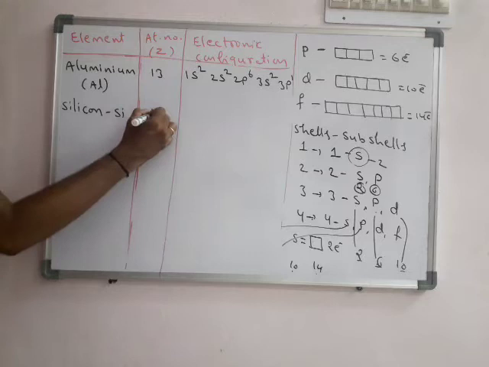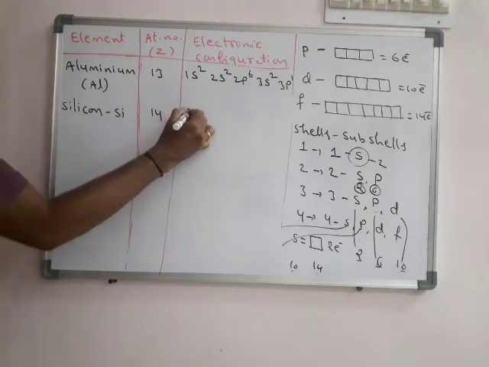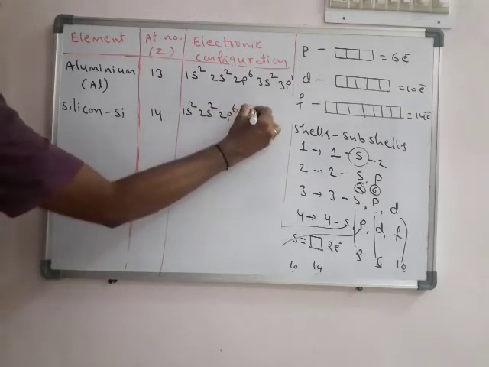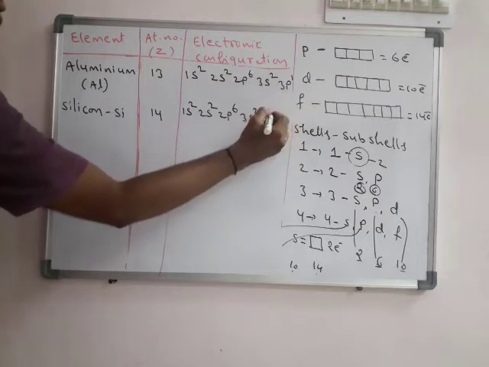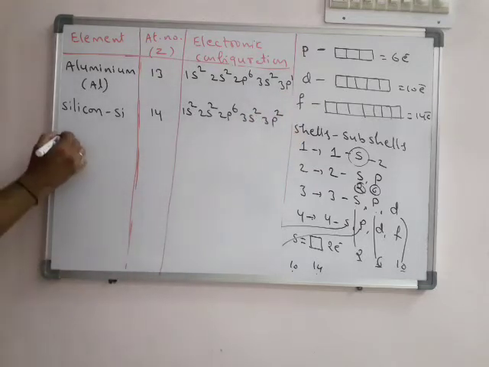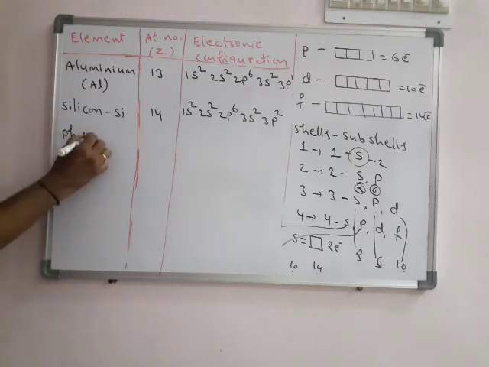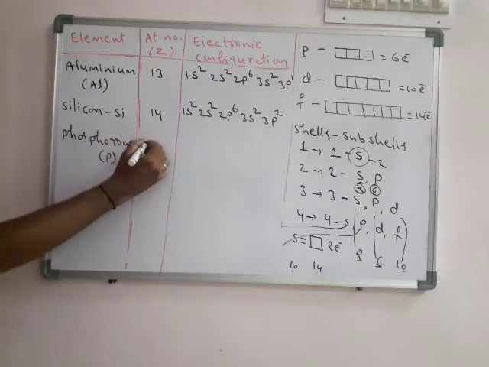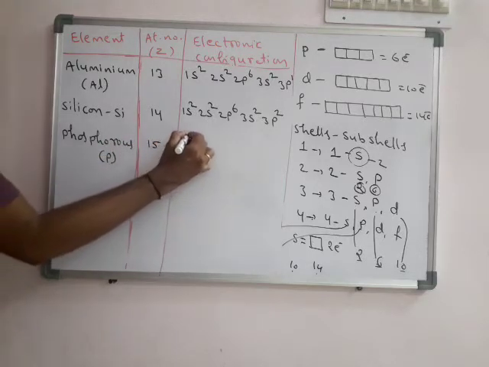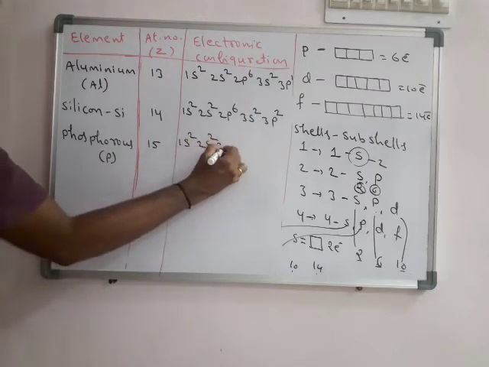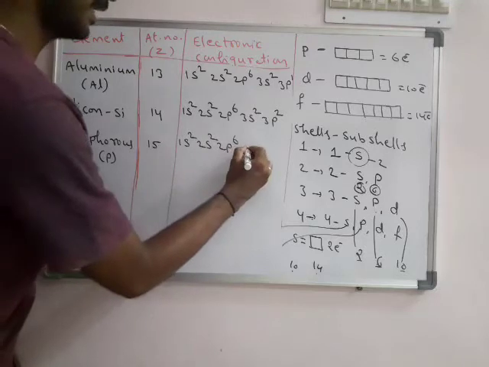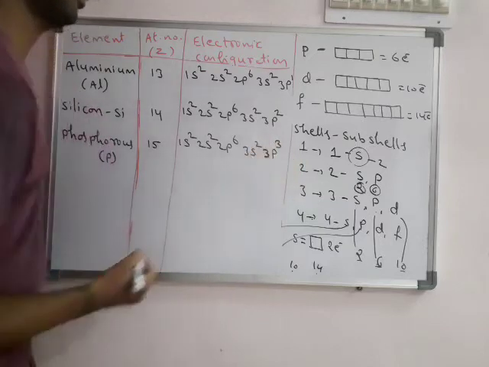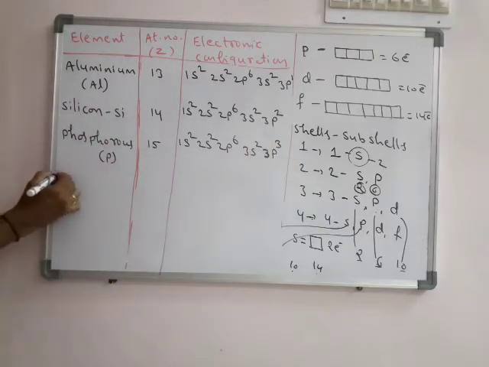Next after aluminium is silicon, Si. It has 14 electrons, again the same 1s2 2s2 2p6 3s2 3p. Since p can take up to 6, it is 3p2. Next is phosphorus, symbol P, atomic number 15: 1s2 2s2 2p6. The first level is complete, the second level is complete, and now we are filling the third level, that is 3p3. Okay.